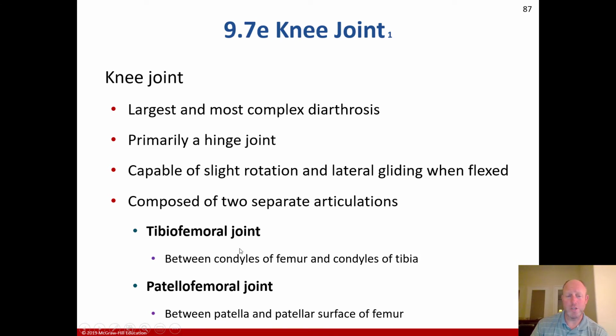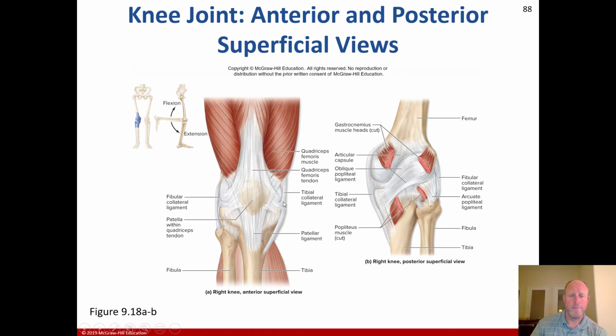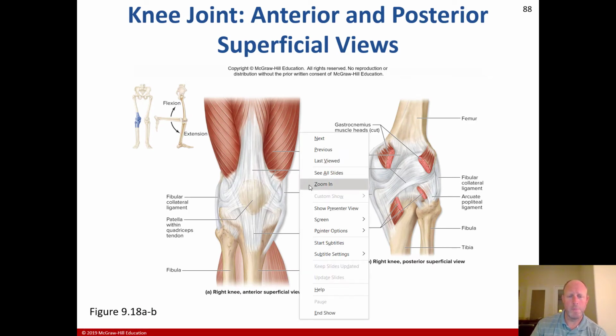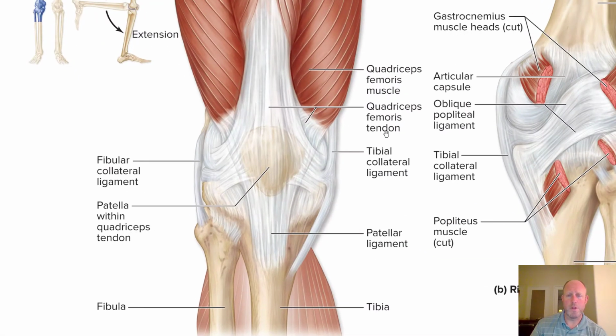It's composed of two separate articulations: the tibiofemoral joint, where the tibia meets the femur, between the condyles of the femur and the condyles of the tibia, and the patellofemoral joint, where the patella and the patellar surface of the femur meet. Now, there's a lot of ligaments here, and you will have to know a little bit of this. From the standpoint of the quadriceps femoris tendon, the quadriceps, of course, helps connect with this patella here. This is the quadriceps femoris, the quads, muscle.